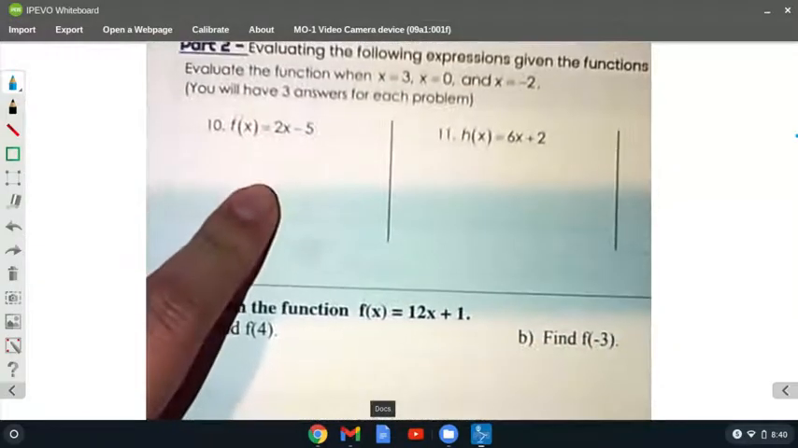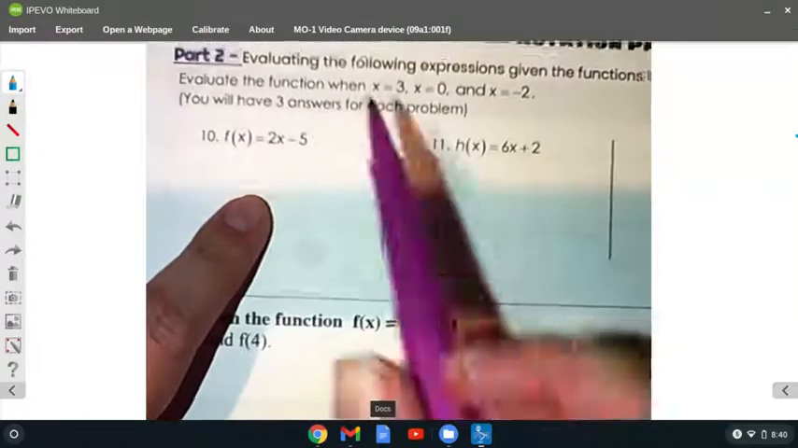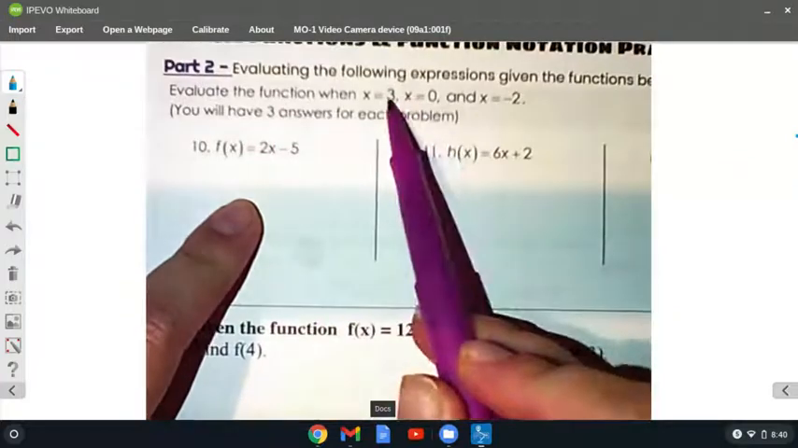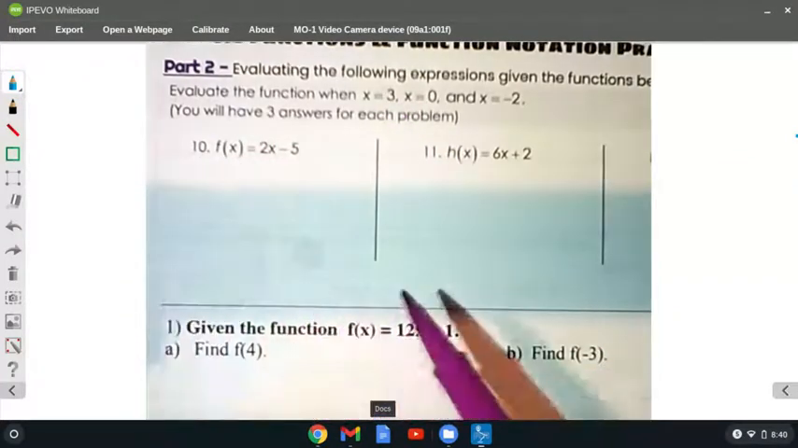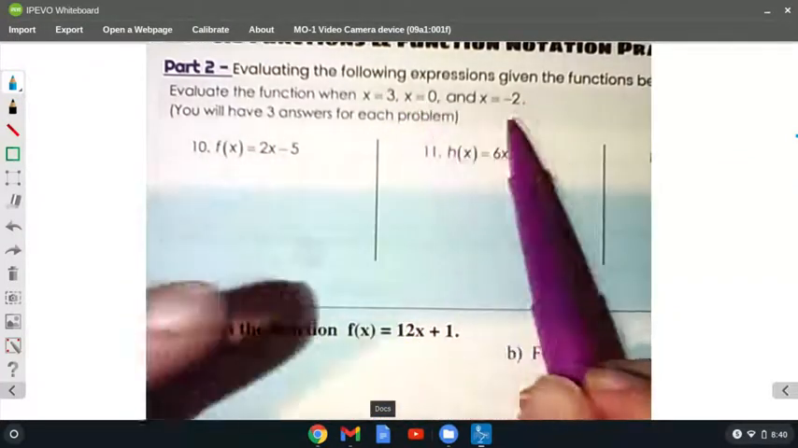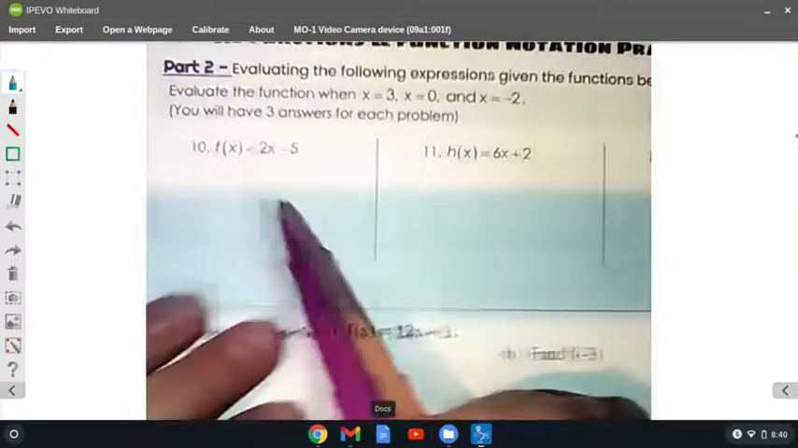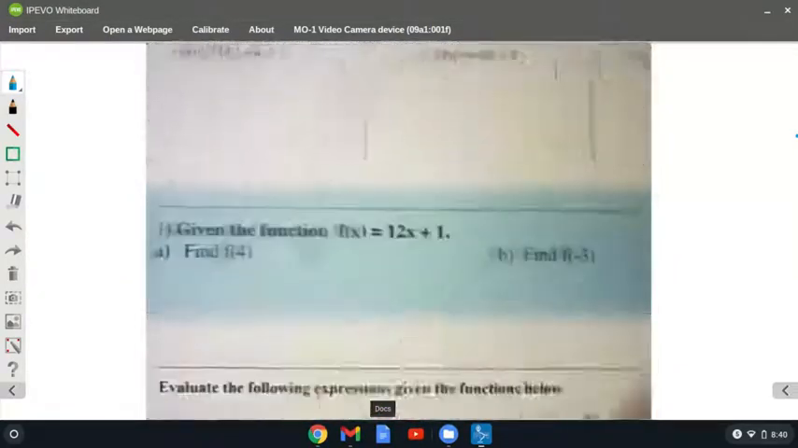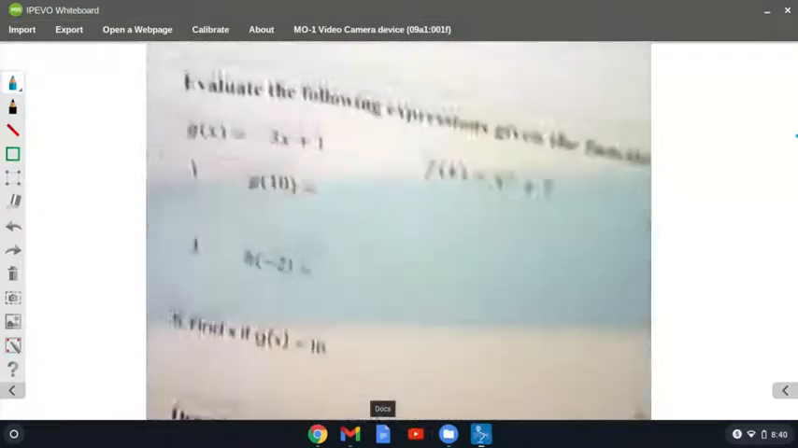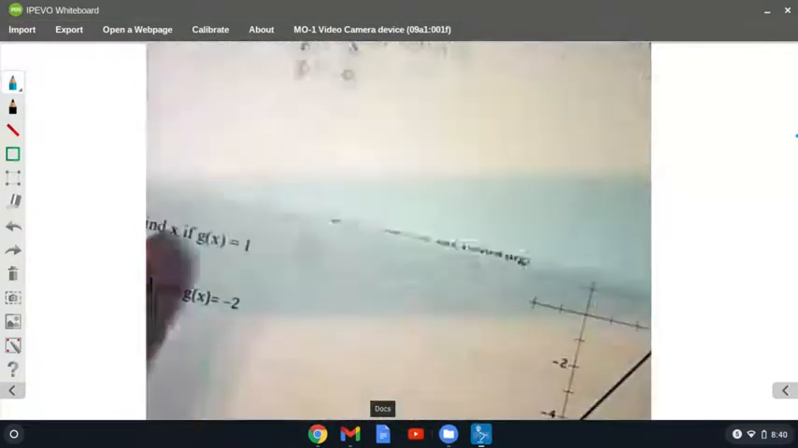Okay. We just talked about how to do these. So they're saying evaluate the function when x is 3. You're just going to plug in a 3 and solve. You got to do it for 0, and then you also have to do it for -2. So you should have 3 answers for all of these. This we just worked on. We just worked on this. This one, they just want you to tell them the error.